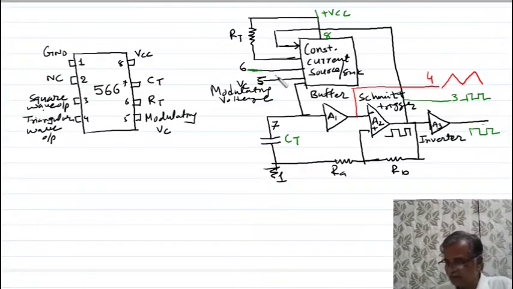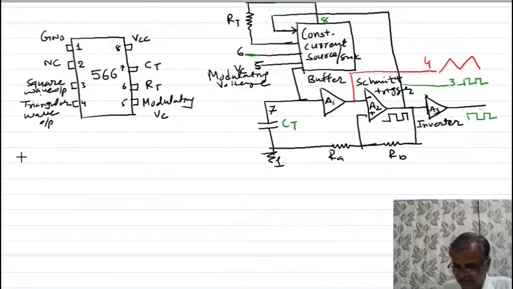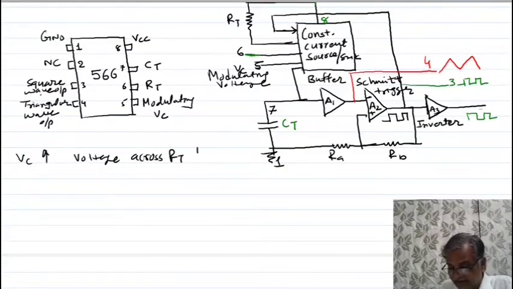Pin number 5 and pin number 6 are held at the same potential. As a result, when VC increases, the voltage across RT decreases. Remember, this VC, you are increasing this voltage. These are joined, these are all joined. So the voltage across RT decreases, or you can say potential.